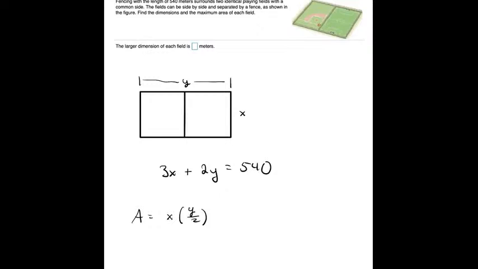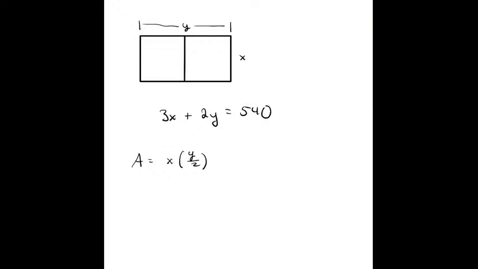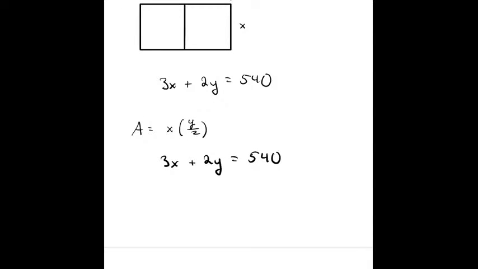Okay. So let's see, can we get the area in terms of x? We have essentially two equations and we want to maximize the area. So what I'm going to do is solve for y from the first equation and then take that y and plug it into the second equation. Okay. So if we have 3x plus 2y equals 540, to solve for y, we can subtract 3x on both sides. We get 2y equals 540 minus 3x. Divide both sides by 2.